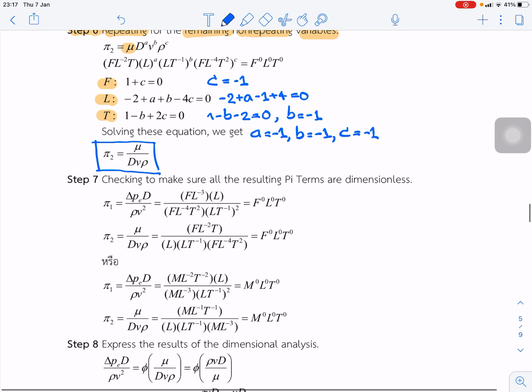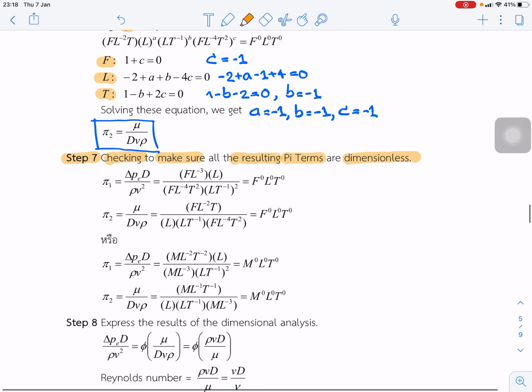In the next step, step 7, we check to make sure that all the resulting pi terms are dimensionless. We just substitute the basic units for the first pi term and second pi term to prove that the power is 0. Or we can substitute in terms of MLT to prove that everything is 0.